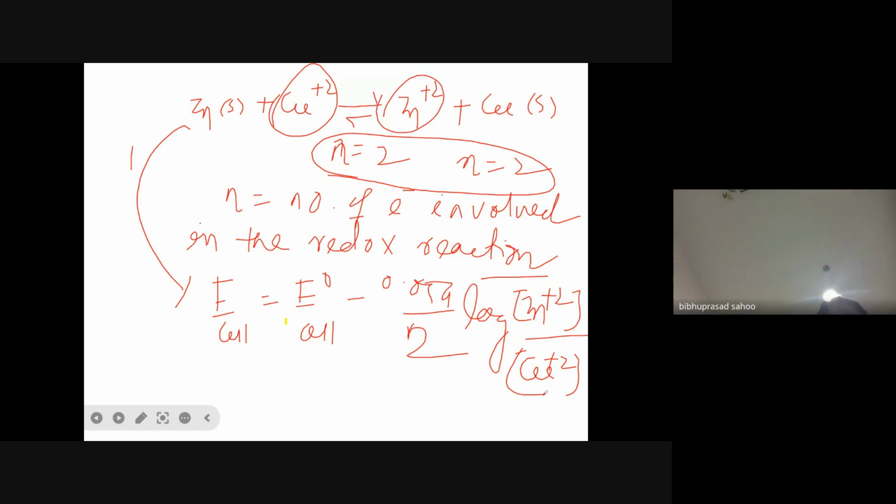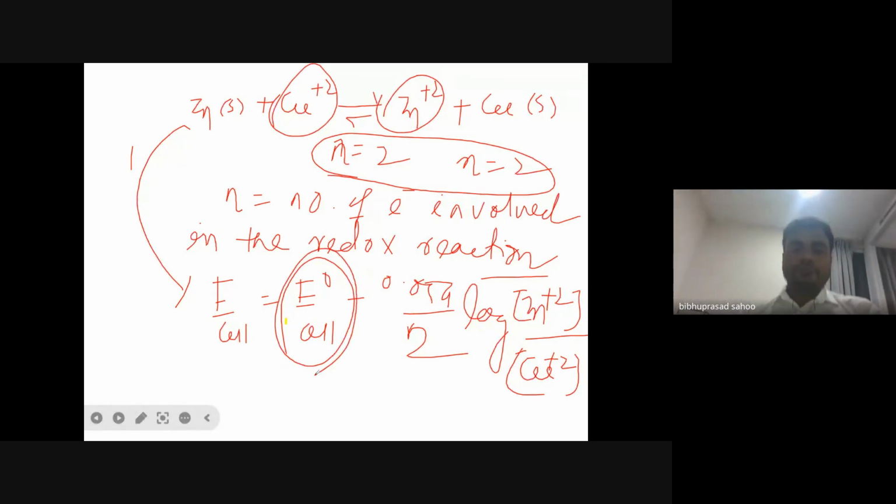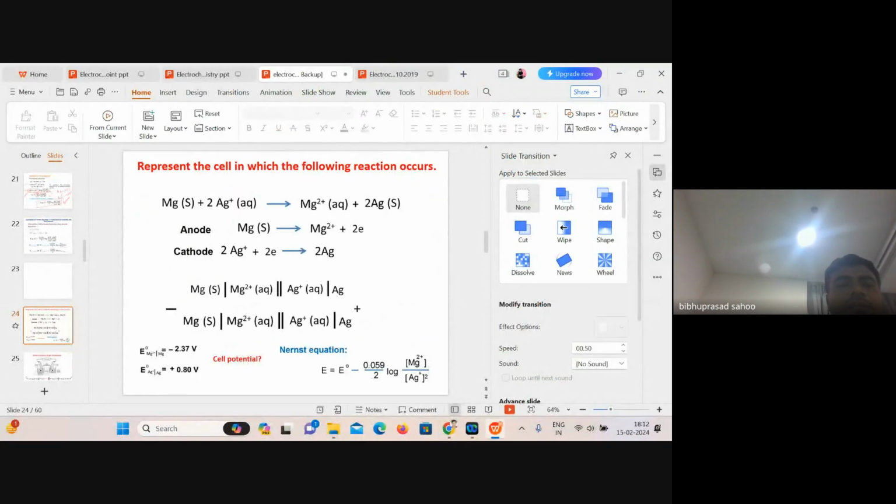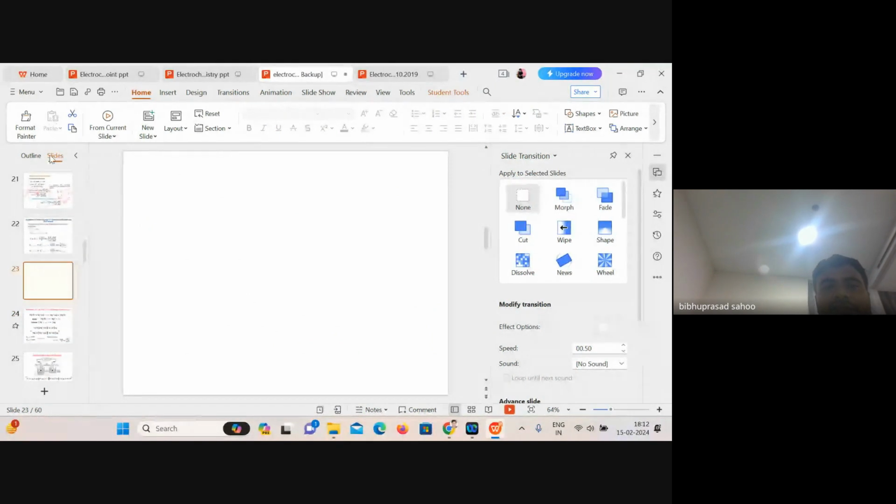Okay, I'll say you how you can calculate E naught cell. Another thing I wanted to say you: the same Nernst equation we can apply to electrode potential.